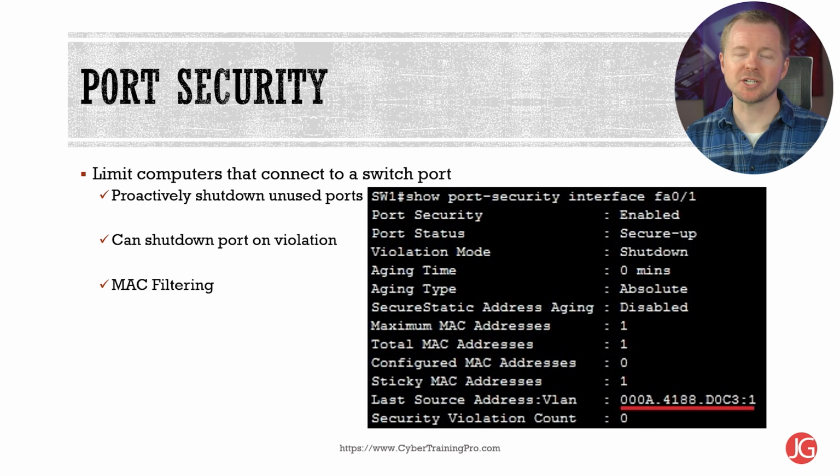Port security is a protection that can limit the amount of computers that are connected to ports on a switch. With port security, we can simply shut down ports that shouldn't be in use. We can also use MAC filtering, which only allows specific MAC addresses to plug into ports on a switch. A good example of port security is if we only want to allow a single host to connect to a port, somebody couldn't bring in a wireless router from their house to plug in multiple devices, thereby extending that port.